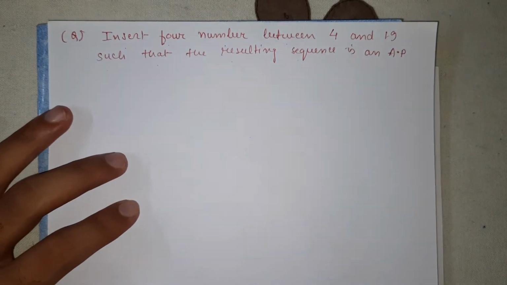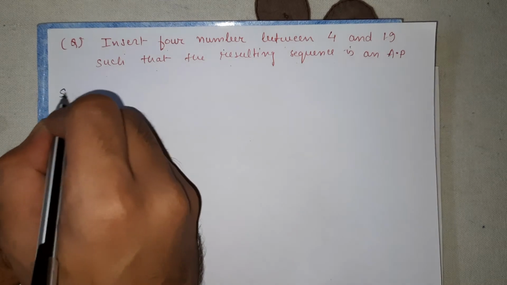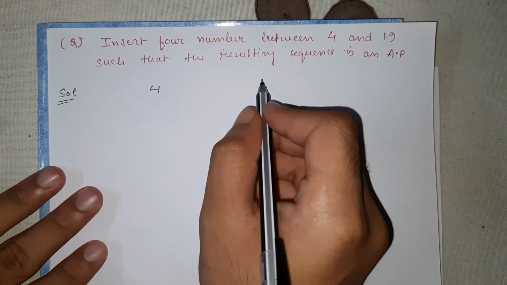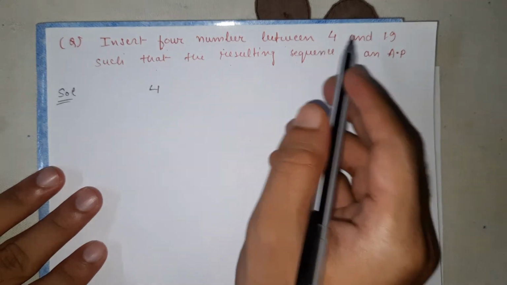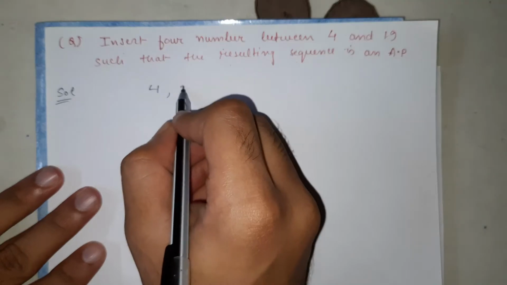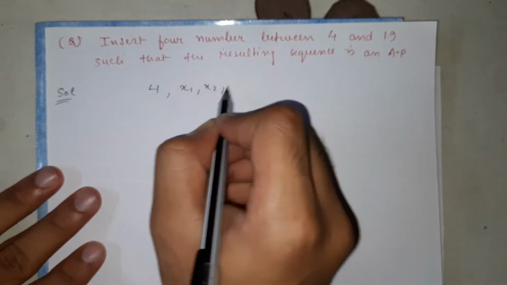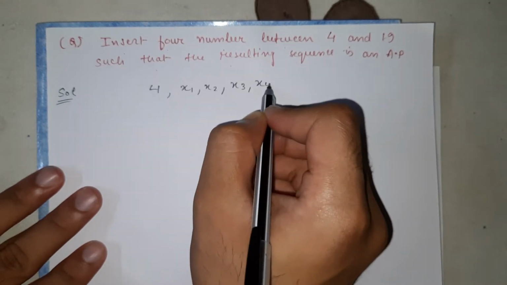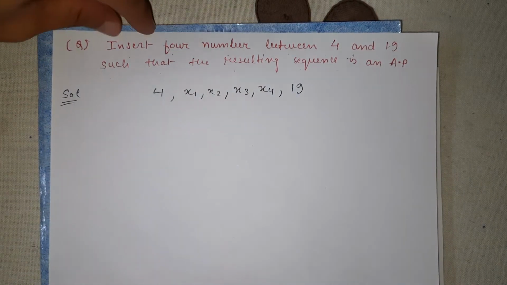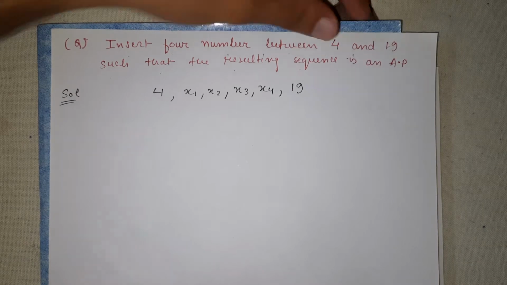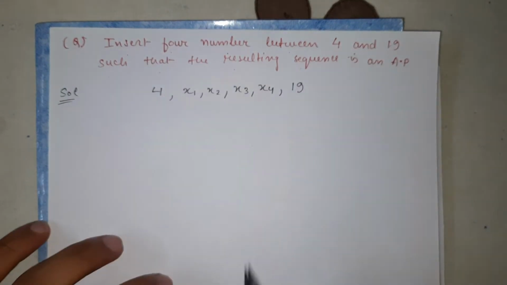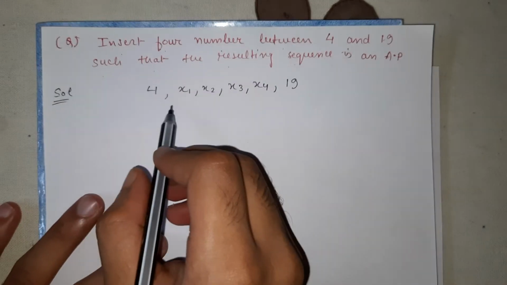So what we have to do is, the first and the last number is given, that is 4 and 19, and we have to insert 4 values between them. Let's say the 4 values are x1, x2, x3, x4, and then 19. The question is to insert 4 numbers between 4 and 19 such that this whole sequence is in AP.